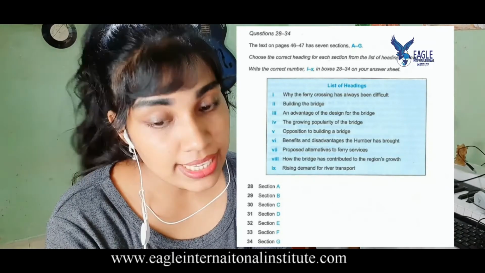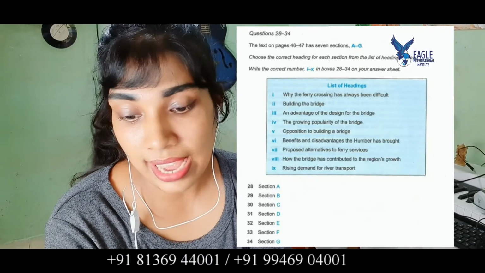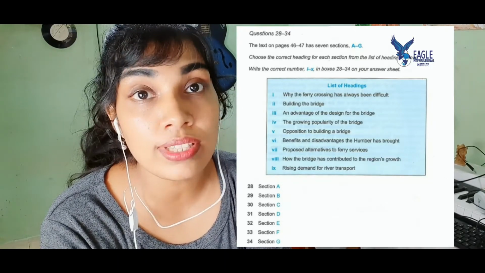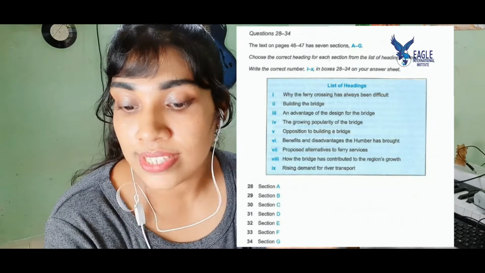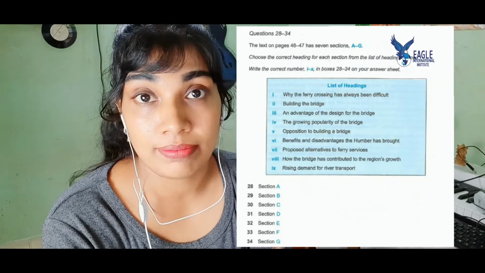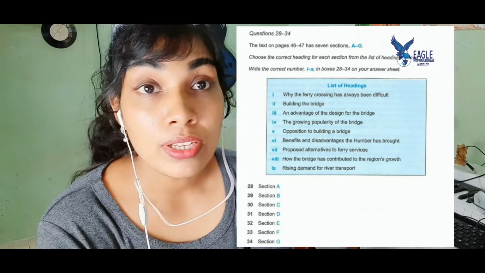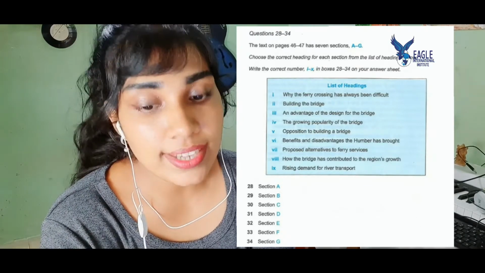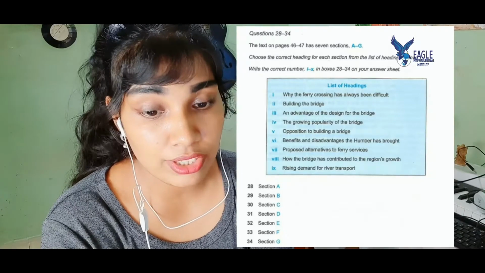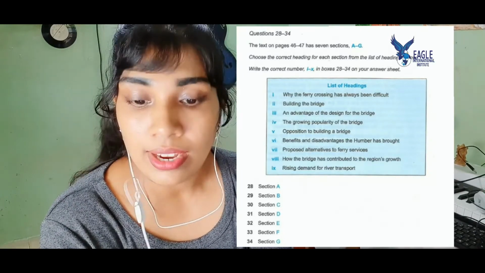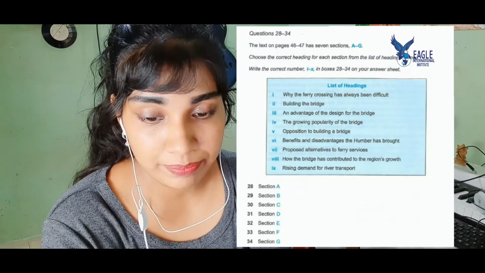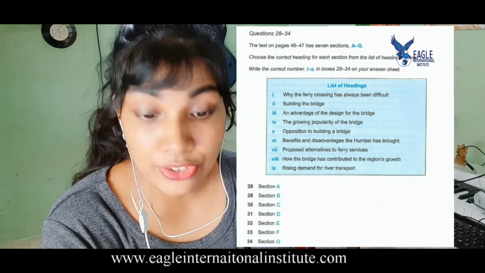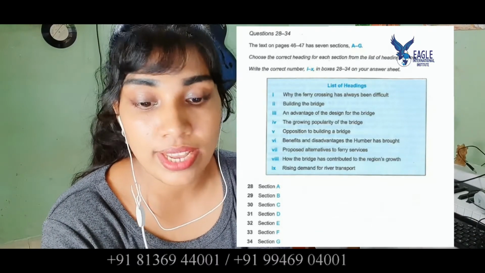So these are the list of headings, and what you have to do is choose the appropriate headings for section A to section G. Okay, so let's do it. First, let's read the instruction. Choose the correct heading for each section from the list of headings below. Write the correct number 1 to 10. Okay, now let's read the list of headings and understand what they are saying.